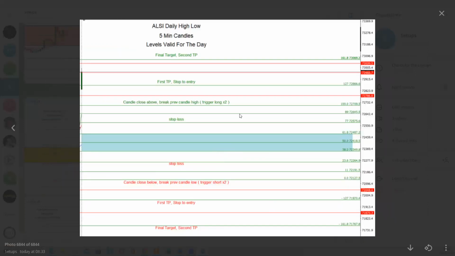The Alti daily high low currently between levels of 127 and 161. If we look at moving averages, 8 is above 21, above 50, its incoming trend is up, but there's no more triggers to the upside, so we need to wait for moving average crossover. So 8 crosses 21 to the downside, and with that, a candle closed below the zero level, break previous candle low to aim for the minus 127 first TP, minus 161.8 second TP, and stop loss being at the 23.6.